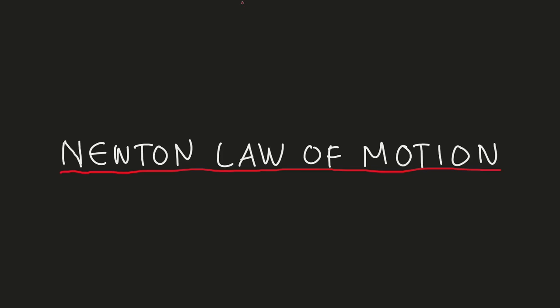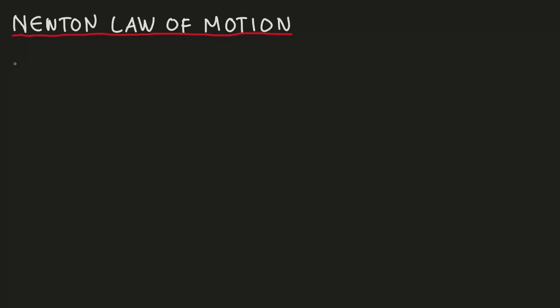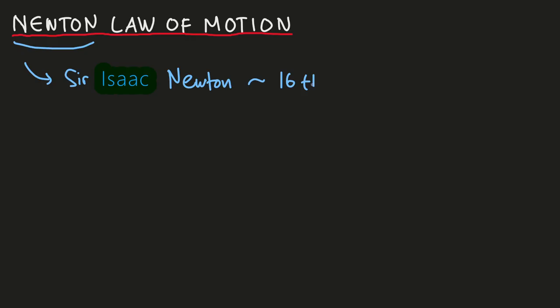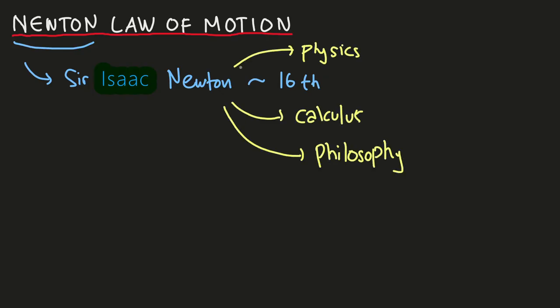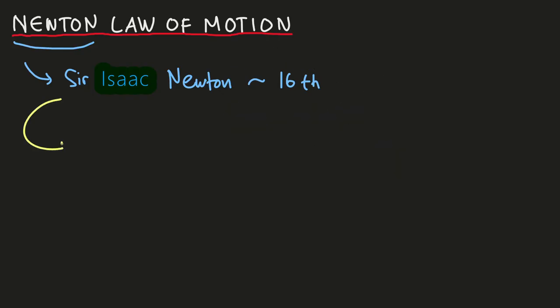Newton's law of motion. What is Newton's law of motion? First of all, you need to know who Newton is. His full name is Sir Isaac Newton, who lived approximately in the 16th century, an era of the Renaissance. So Isaac Newton, or for short Newton, made contributions in physics, calculus, philosophy, and many other things. But for now, we will discuss physics, the law of motion.